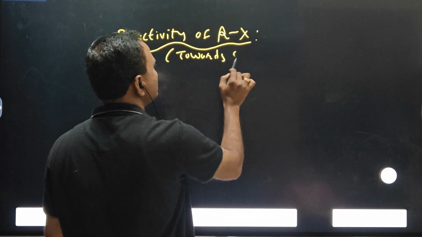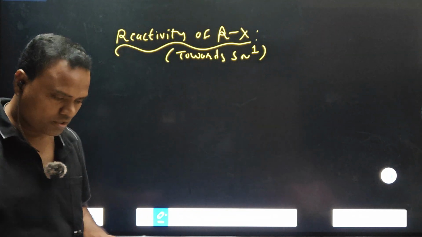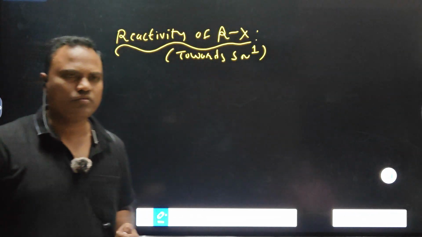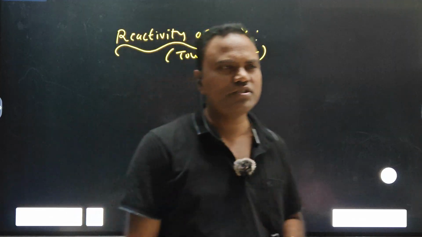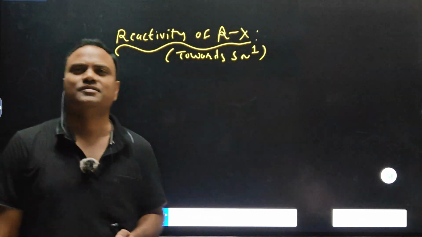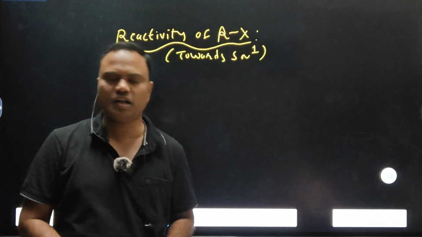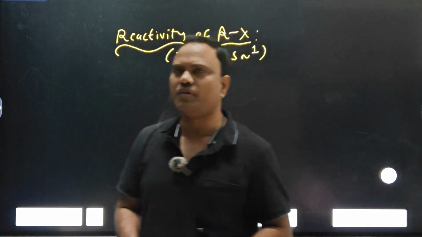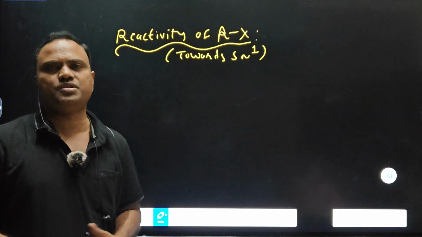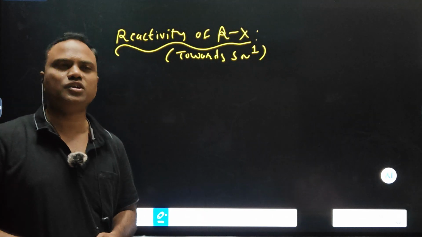Reactivity of alkyl halides towards SN1. See, in SN1 reaction, which alkyl halide readily participates? 1 degree, 2 degree, 3 degree. What is the order of reactivity? 3 degree. 3 degree alkyl halides participate in SN1 readily. Okay, good. Another concept of predicting reactivity is aromaticity, anti-aromatic concept.